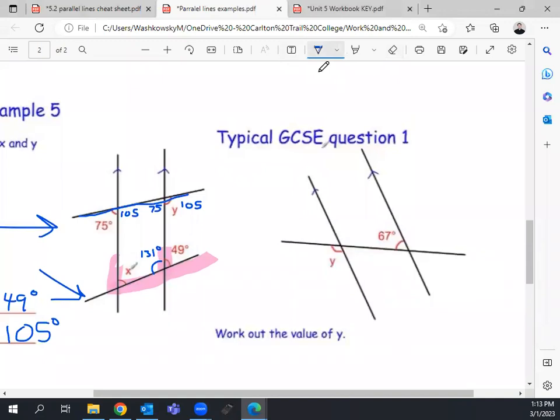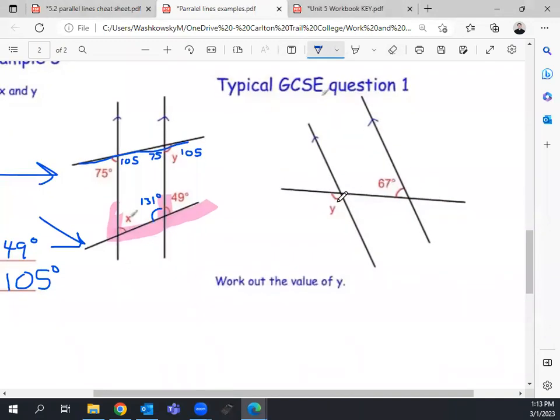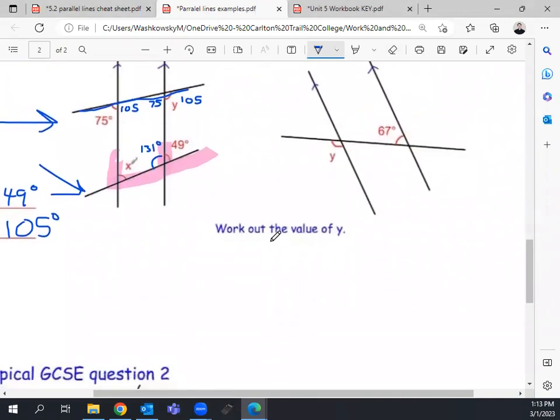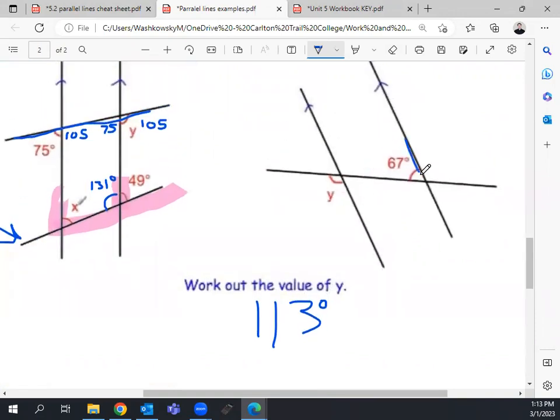So for this first one here, what answer did we end up getting? For typical GCSE question 1. 113 degrees. And yeah, that's right, because you know that we have a co-interior angle here. You need to add to 180. So that means this one here is 113. We have a straight line. So this one here has to be 67. Now we have another straight line. So this one here has to be 113.